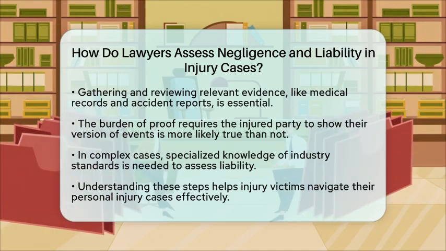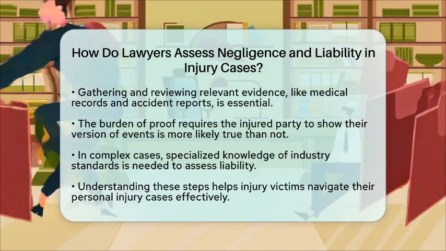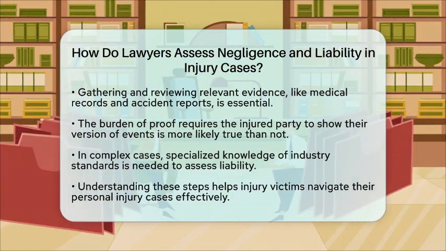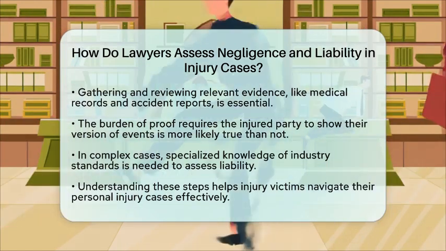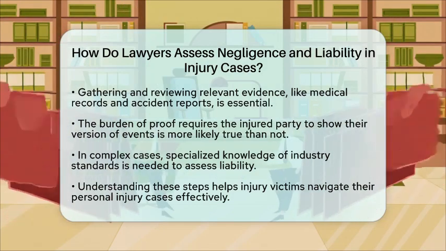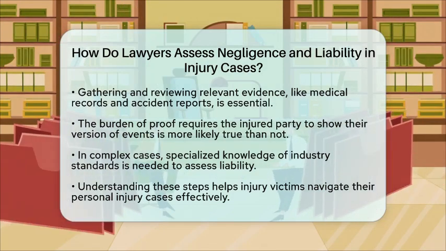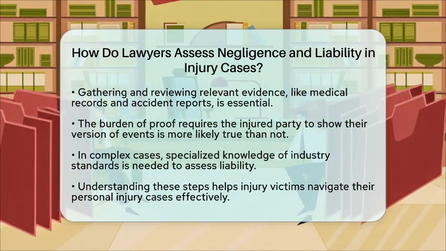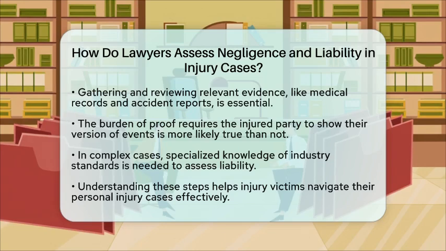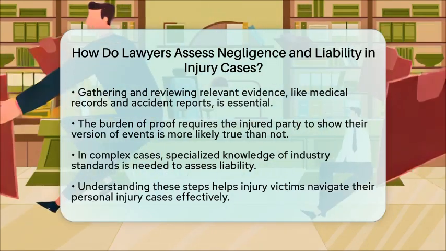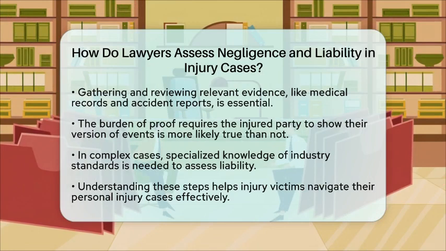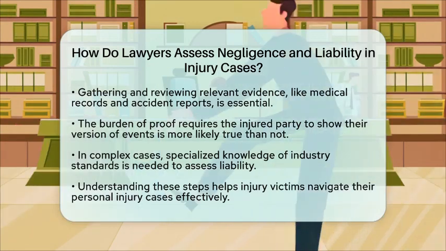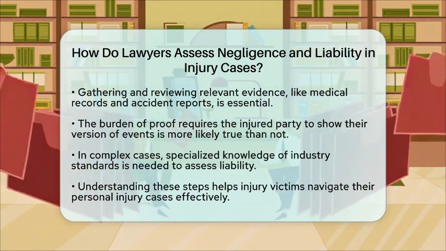By systematically evaluating these elements, duty, breach, causation, and damages, lawyers determine the strength of a negligence claim. This thorough approach ensures that claims are supported by clear legal and factual grounds, helping injury victims seek appropriate compensation. If you are navigating a personal injury case, understanding these steps can be crucial in determining your path forward.